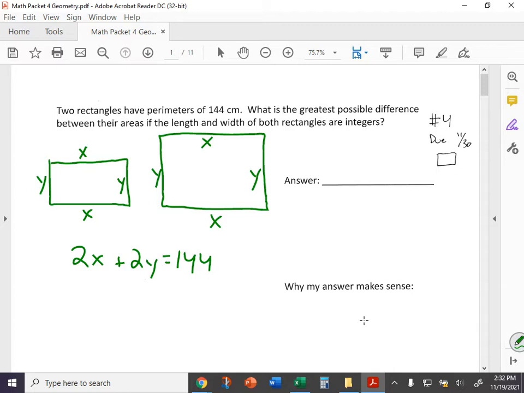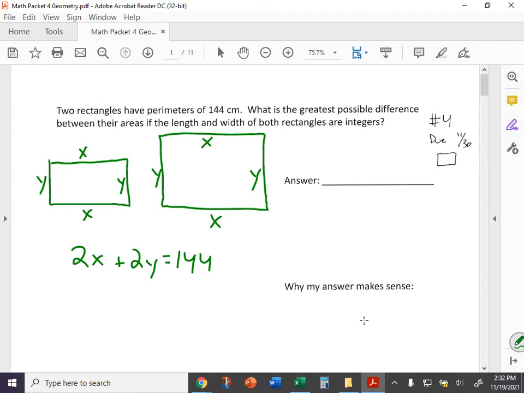What values for x and y make this work? If x is 20, then what is y to get 144? And you could approach this from a graphical sense, maybe putting this in slope-intercept form, and then looking at the equation of the line. You get all those combinations for x and y that get 144.